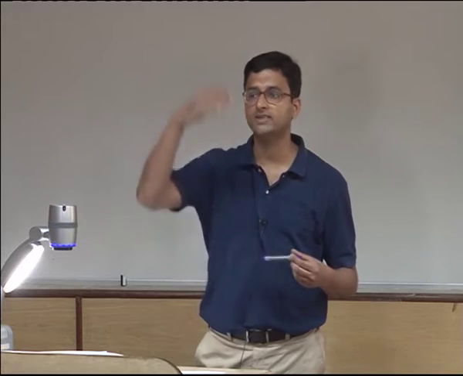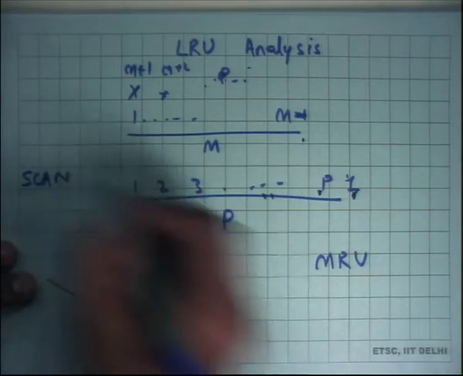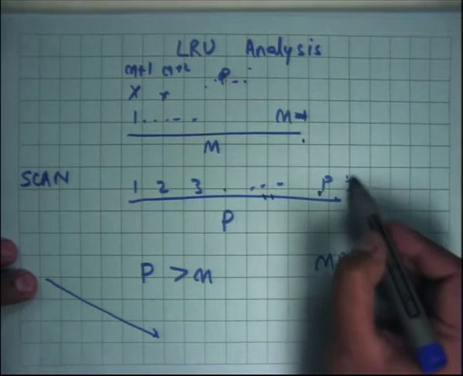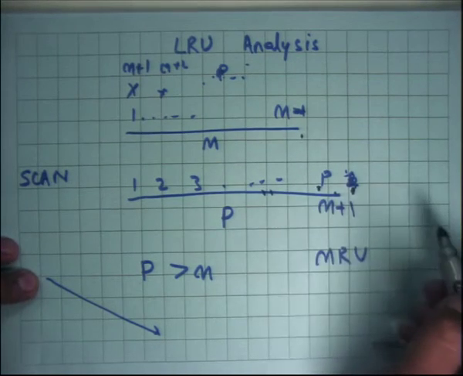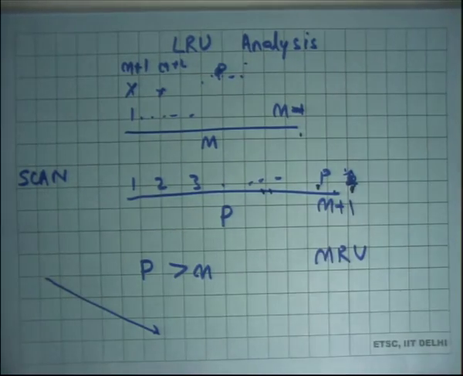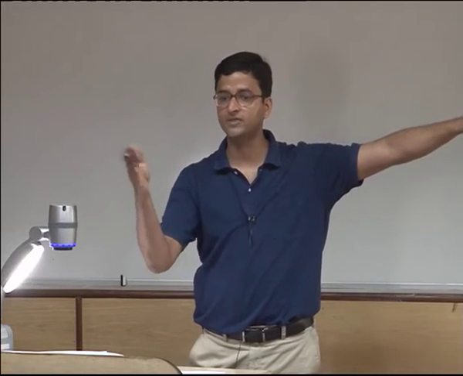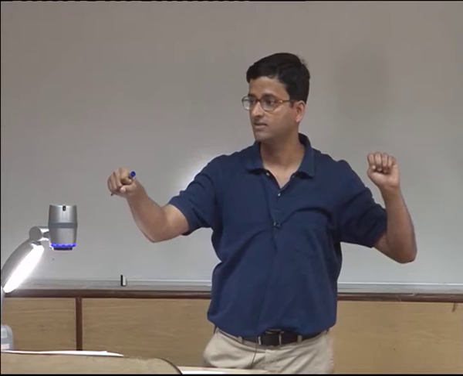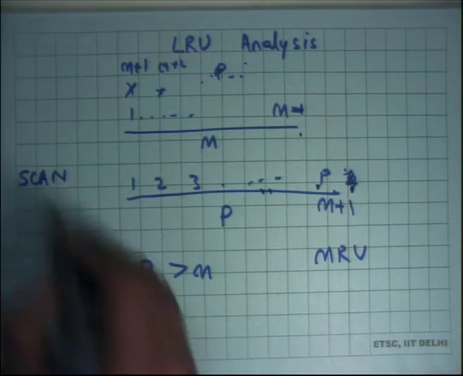So what happens with a scan? This kind of workload is also called a scan. And notice that LRU seems to perform the worst if P was just 1 greater than M. So let's say P was equal to M plus 1. For the M plus 1th page, you replace the first page, whereas the next page you're going to access is 1. So you're basically replacing the page that's most likely to be accessed next, right? And this kind of pattern is called a scan.